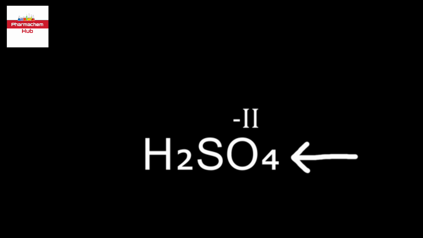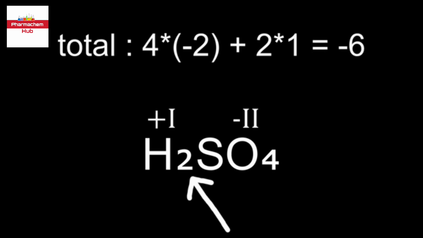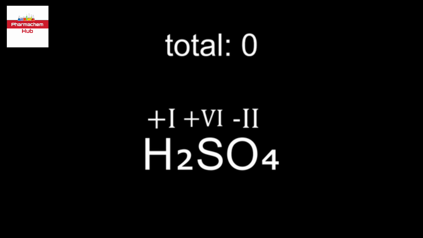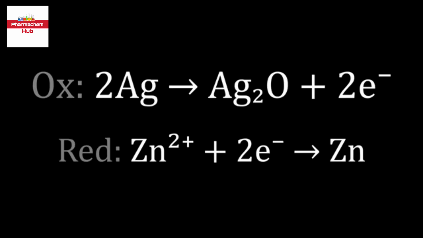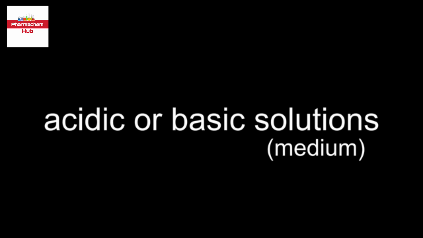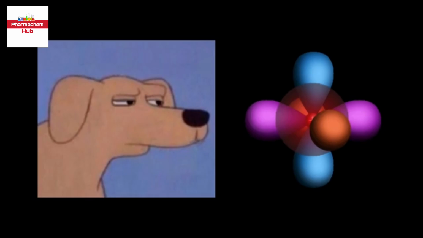For example, in sulfuric acid we have 4 oxygens, which totals -8, we have 2 hydrogens, which brings the total to -6, and since the whole molecule is neutral, sulfur must have an oxidation number of +6. Just by looking at the oxidation numbers of reactants and products, you can deduce the flow of electrons, which gives you these equations. If redox reactions happen in acidic or basic solutions, you can balance out the charges with ions and fix the stoichiometry with water.